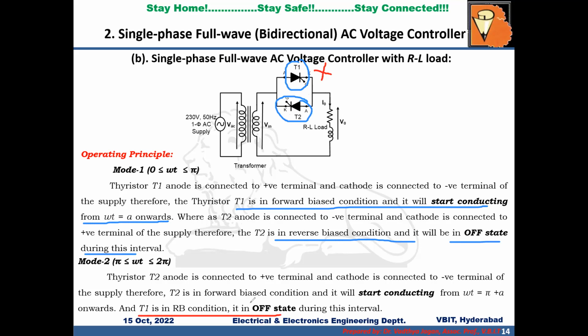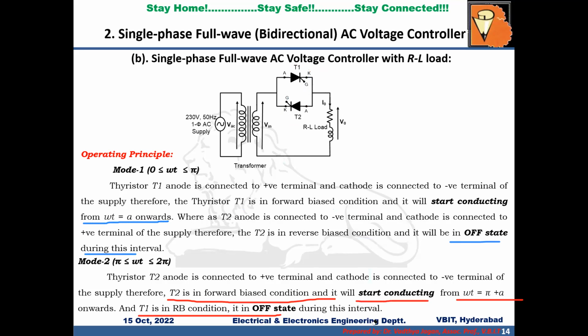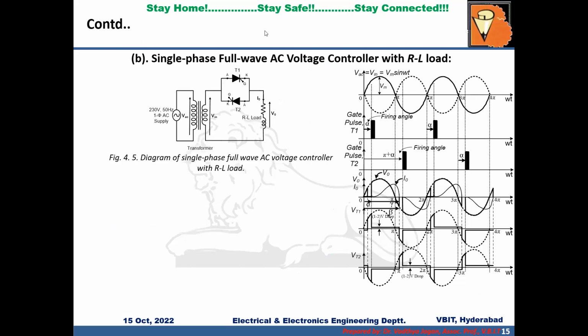Whereas T2 will be in forward bias condition, and from pi plus alpha onwards, it will start conducting, right? So this is about the operating principle of thyristors T1 and T2 during positive half cycle and negative half cycle. Now, as I said, since T1 will be in forward bias condition from 0 to pi, I can apply a triggering pulse to T1 at omega t equal to alpha.